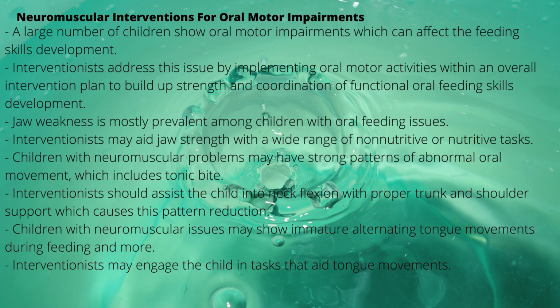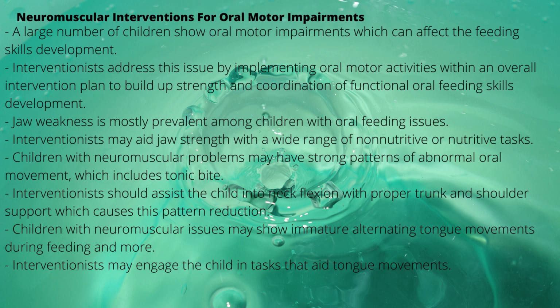Children with neuromuscular problems may have strong patterns of abnormal oral movement, which includes tonic bite, which is an action where a child bites forcefully in response to a stimulus and has ensuing difficulty in relaxing the jaw. Interventionists will assist the child into neck flexion with proper trunk and shoulder support, which causes this pattern to reduce. Poor trunk and head control also can cause tonic bite.